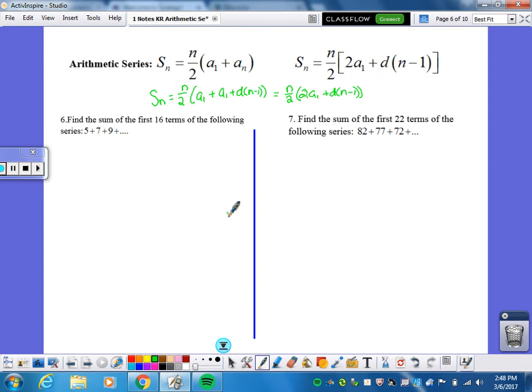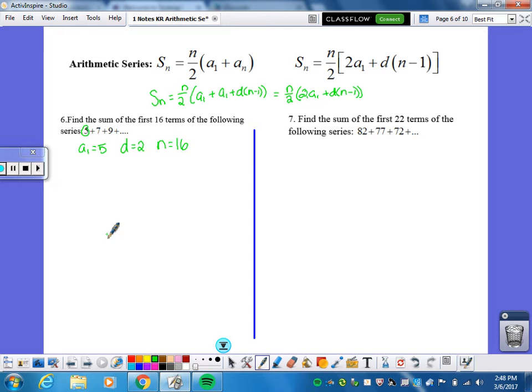Find the sum of the first 16 terms of the following series. We can see that our a1 is equal to 5. This is consistently going up by 2, so our d is going to be equal to 2, and our n is going to be equal to 16. That's the number of terms we're looking for. So now we can substitute these values into our equation.